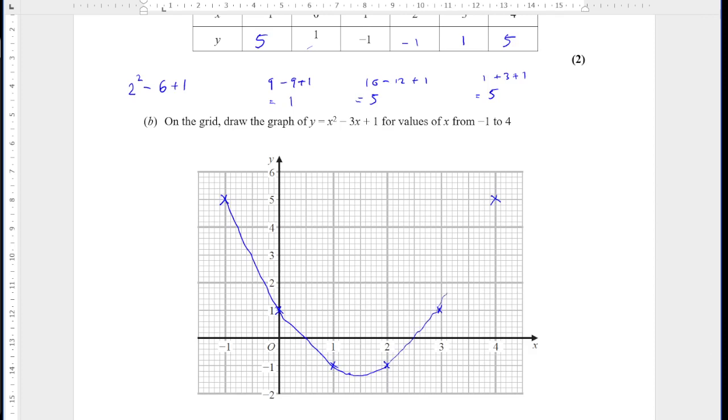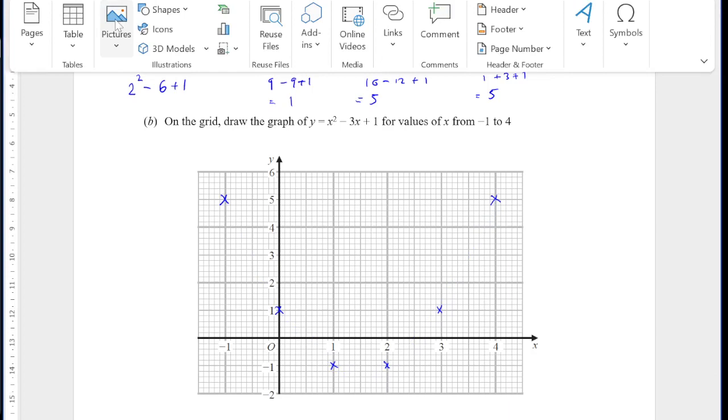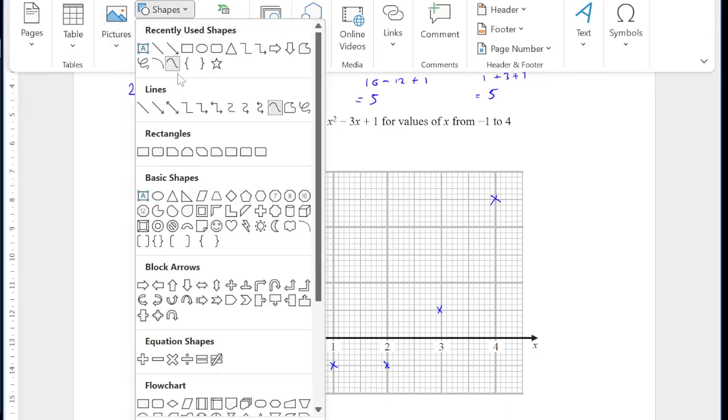So I'm sure you can draw a much better, smoother curve than me. So I'm doing that on my screen. That's not particularly a good one. So I'm just going to redraw that using a tool within Word.